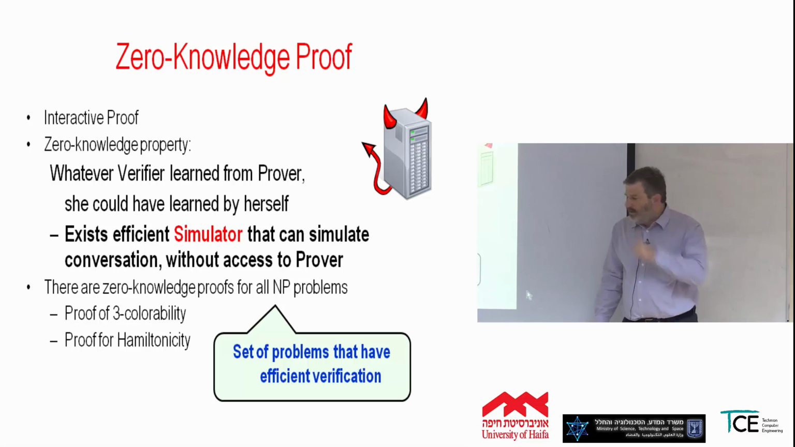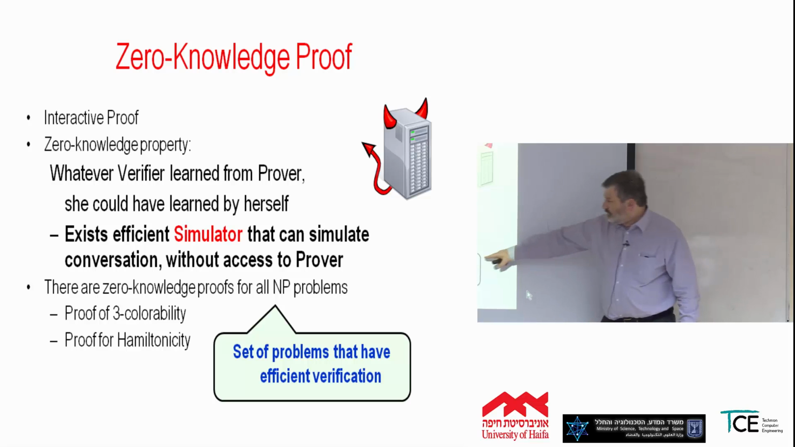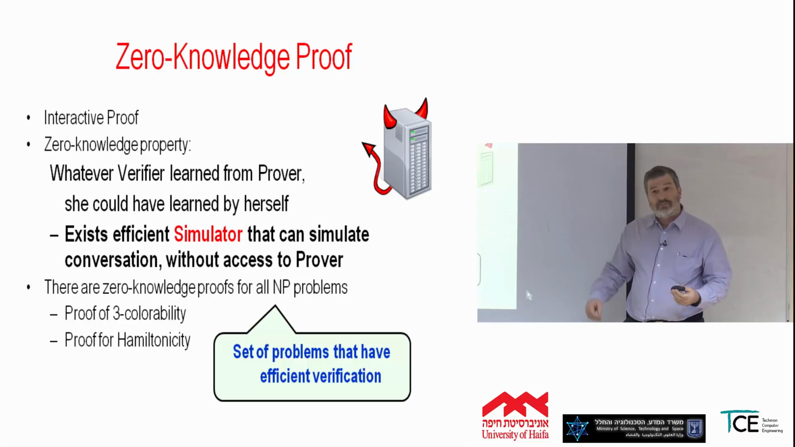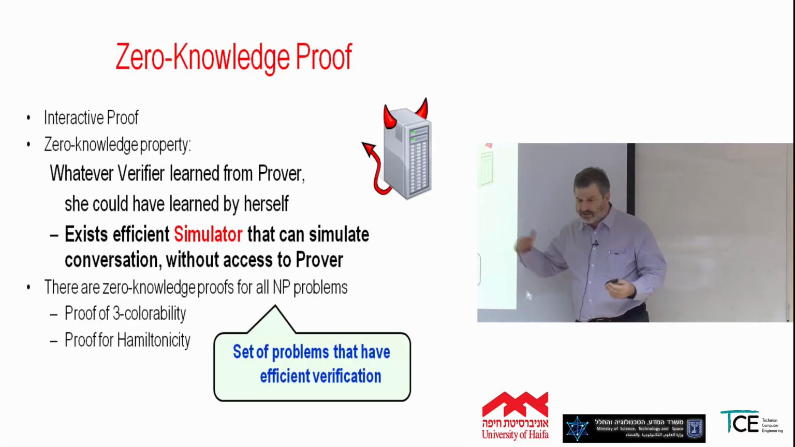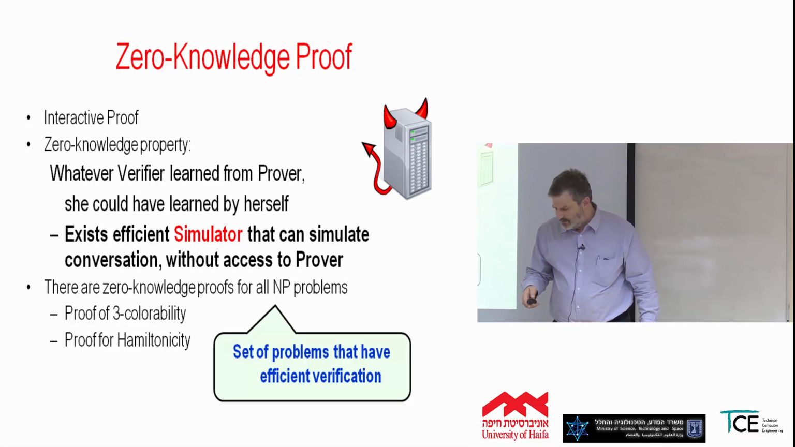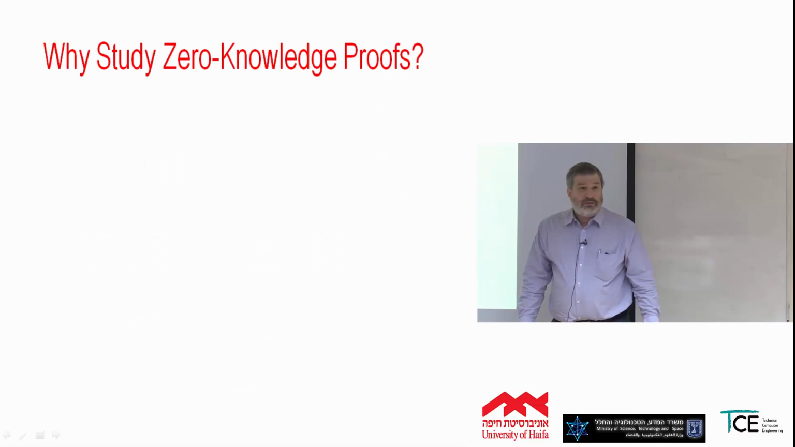So I can demonstrate directly on Sudoku. I have a proof that stems from the three-colorability proof and one that stems from Hamiltonicity. The one that we'll see is probably closer to the Hamiltonicity. Okay. So why is it interesting?